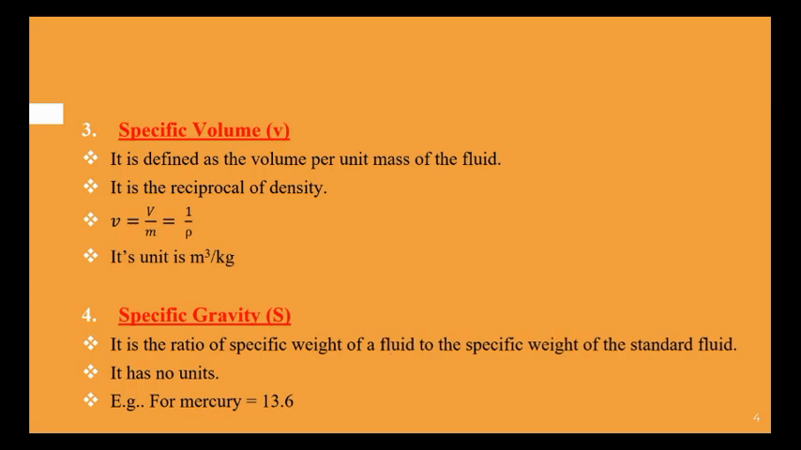The fourth property is specific gravity, and it is denoted by capital letter S. It is the ratio of specific weight of a fluid to the specific weight of a standard fluid. Standard fluid can be air in case of gases and water in case of liquids. Specific gravity has no units. Example, for mercury, the specific gravity is 13.6.